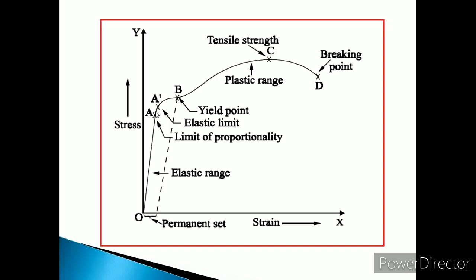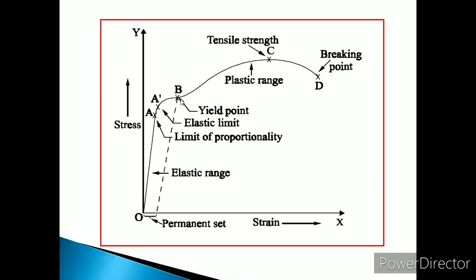After the point A dash, when we apply the load, the wire becomes partially elastic and partially plastic. That means this is A dash to B. When we apply a load from A dash to B, the wire becomes partially elastic and partially plastic. This is a very important point. The point B is known as the yield point.